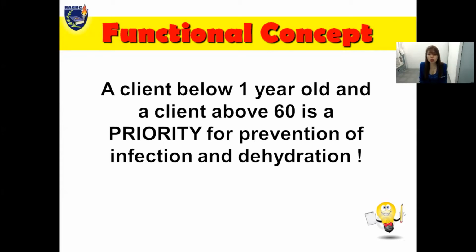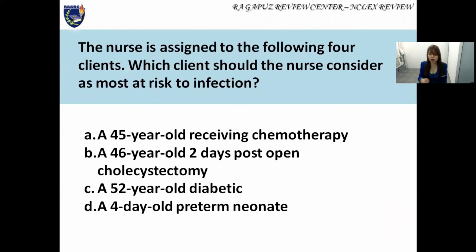because they are potentially immunocompromised. So for example, let us apply that traditional concept. The nurse is assigned to the following four clients. Which clients should the nurse consider as most at risk for infection? So remember, when we are talking about infection and dehydration, we have to pay particular attention to the age of the client. So when we talk about age, we're talking about the very young and the very old. So can you see very young and very old in the age of the client being presented in the options?